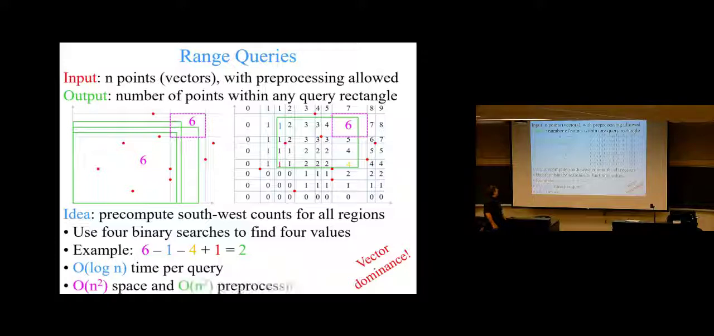And you already said that the space is quadratic. The amount of pre-processing is also quadratic, because you don't have to recompute everything from scratch. You just scan left to right, every row by increasing rows, and the counters click up, and you save all these values in this two-dimensional n by n array. It's quadratic space and quadratic time. And the query time is logarithmic.